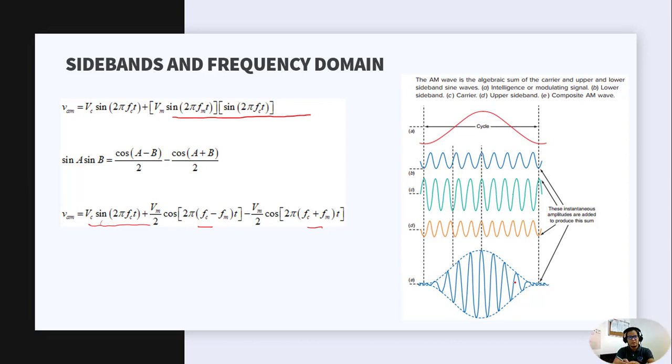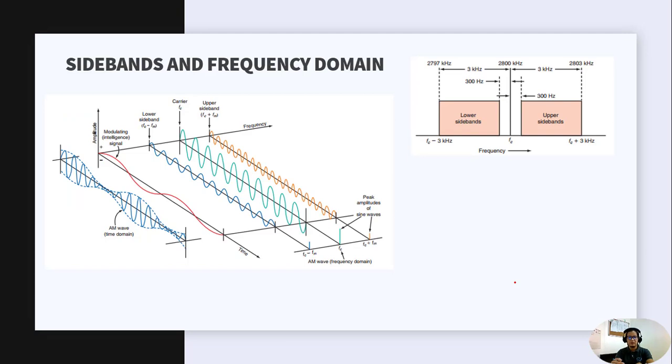Okay, now why is it important that we also know about the sidebands? We will discuss it later. Okay, here in this graph, you can see this is in frequency domain and time domain.